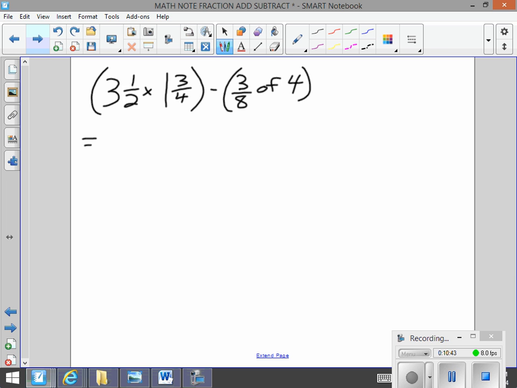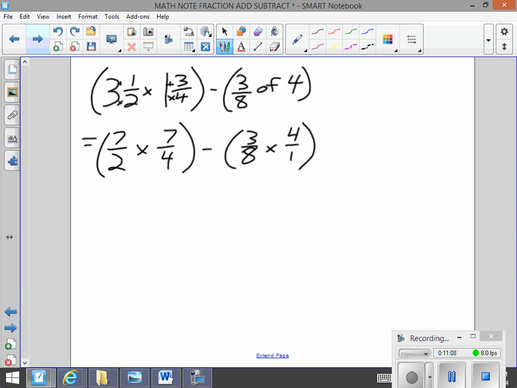All right. It's hard to work with mixed fractions, so let's just change it to improper right off the bat. So 3 times 2 is 6, plus 1 is 7. So we have 7 over 2 times 4 plus 3 is 7 again, over 4. Okay, minus 3 over 8 of is multiplication. And 4, you can just write 4 over 1, means the same thing. All right, so now we can work with this. Let's just do them both together. Simple multiplication, 7 times 7 is 49. 2 times 4 is 8.